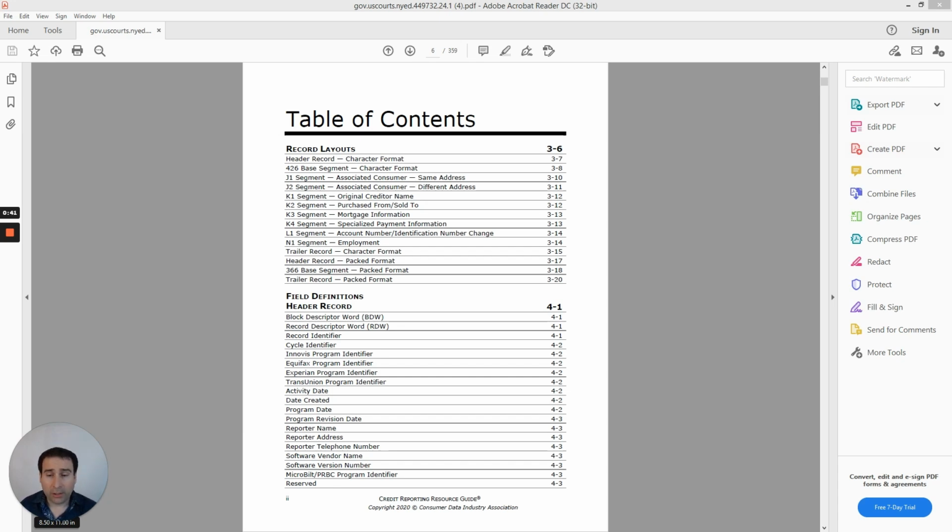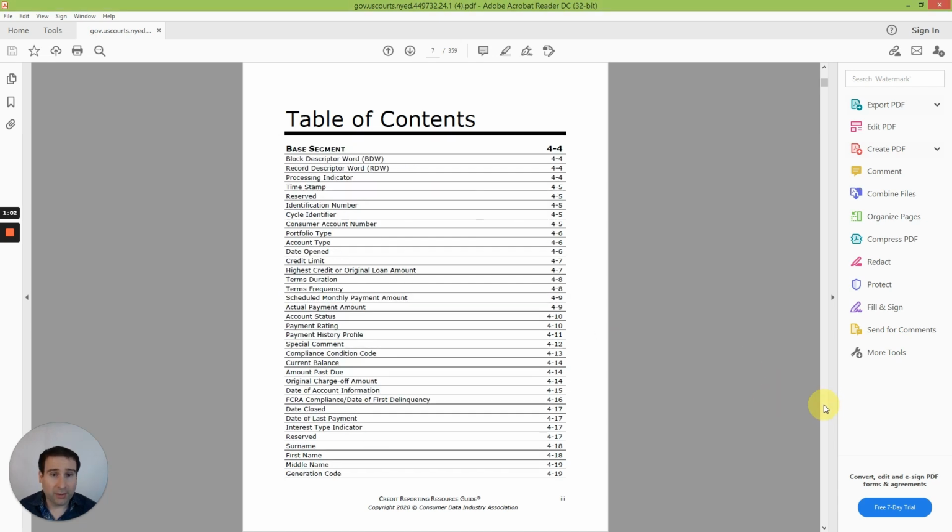If we take a look at our table of contents, as a refresher, chapter 4 has all of your field definitions, and the field definitions are broken down. Again, if we can conceptualize the image of the book with different chapters, your header record, this segment of data fields, and if we go through the next couple pages in the index, your base segment, these are the data fields for the account that relate to the consumer, your account status, your current balance, your amount past due, we recognize these fields.